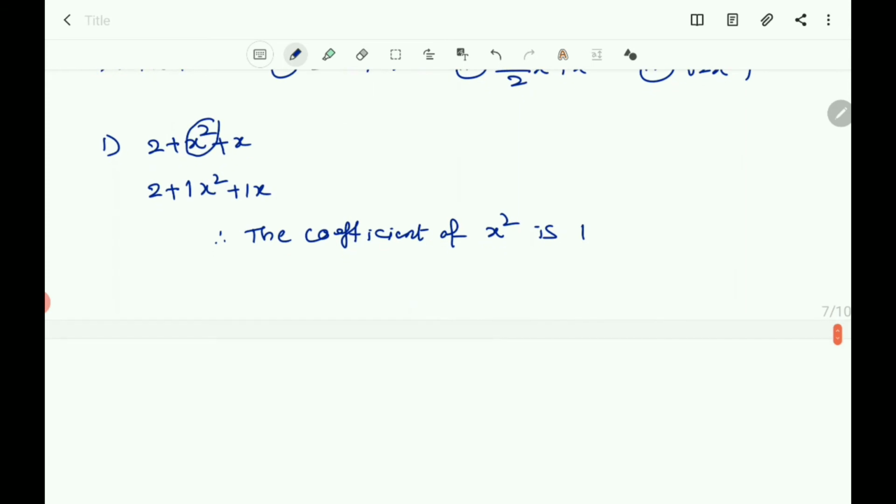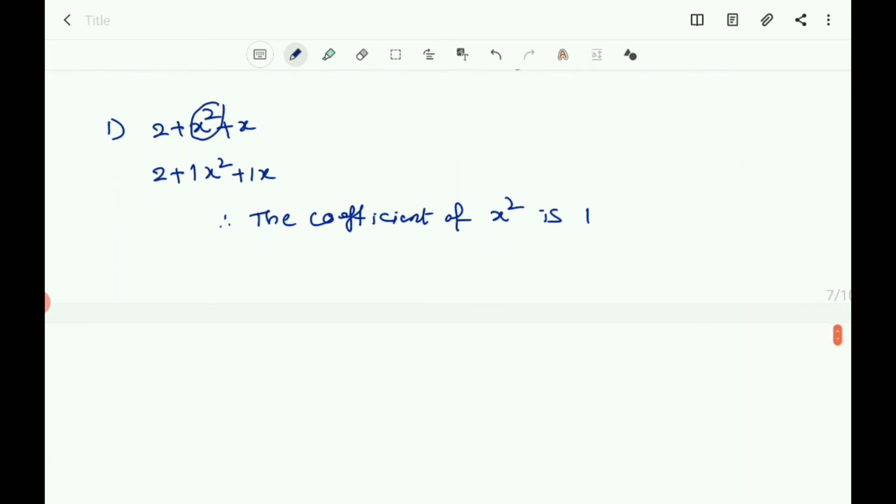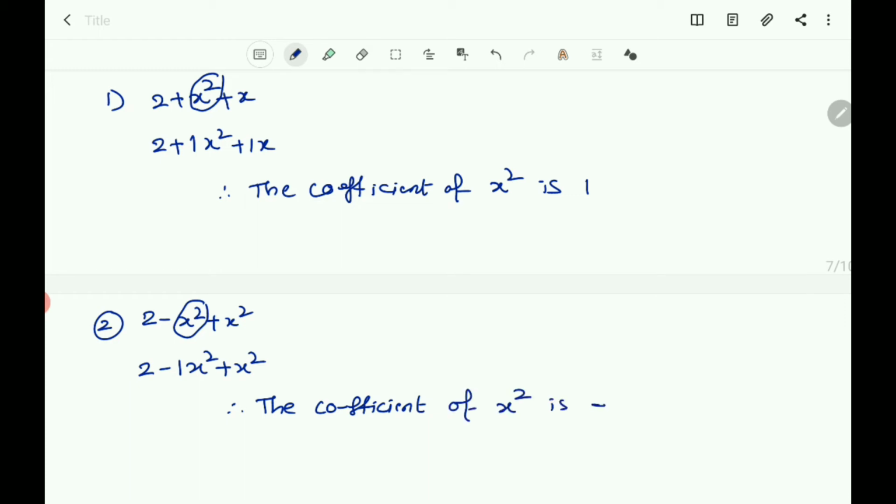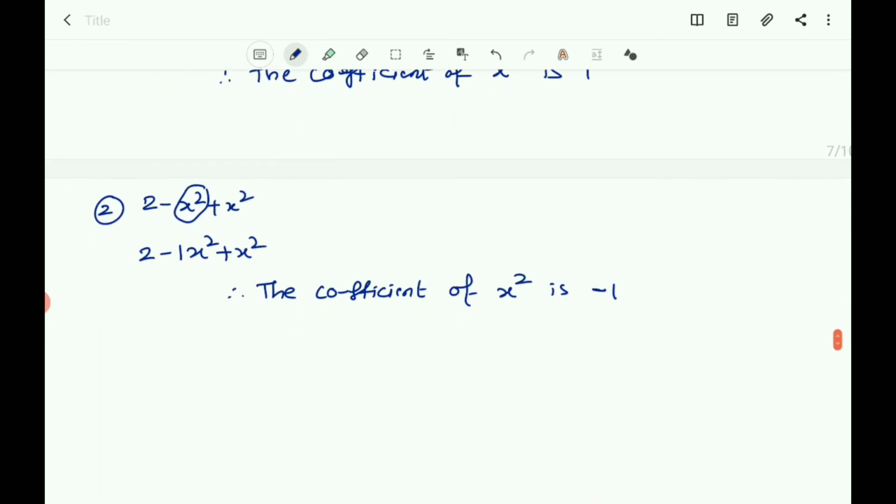Now you take the second one: 2 minus x square plus x cube. Here it is x square. So what is the coefficient of x square? You can write it as 2 minus 1x square plus x cube. Therefore, the coefficient of x square is minus 1 here. Together with the x square, there is minus 1.